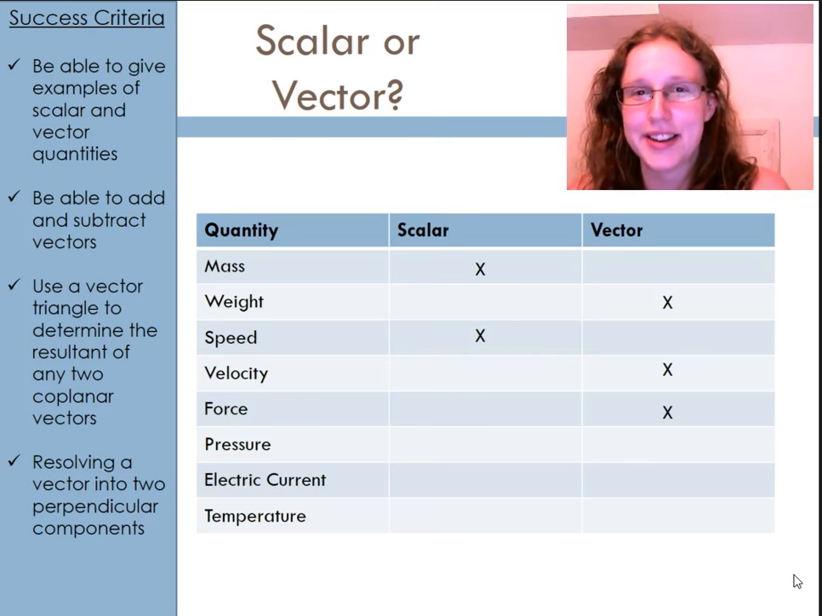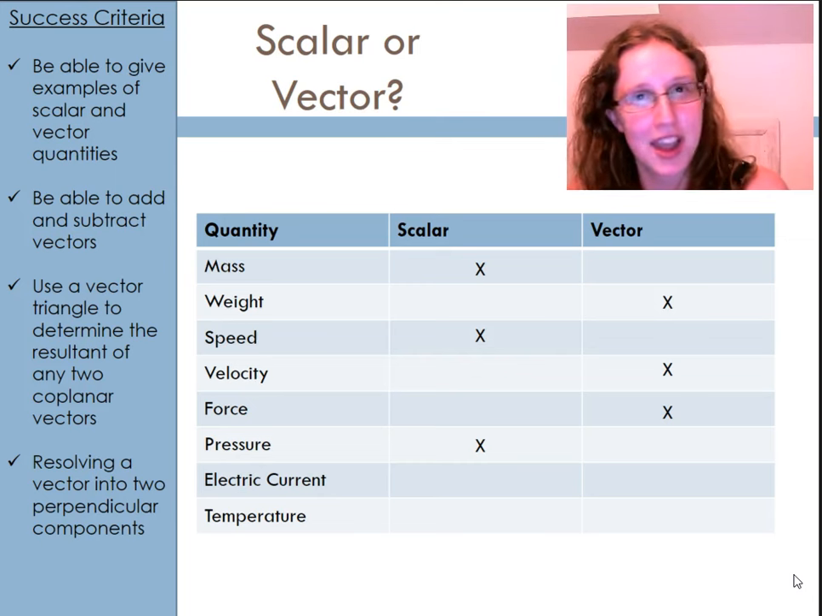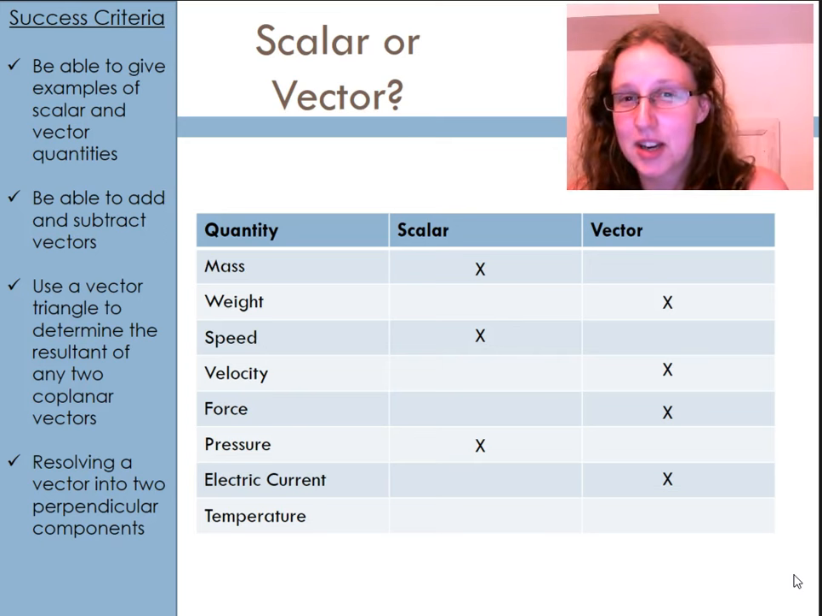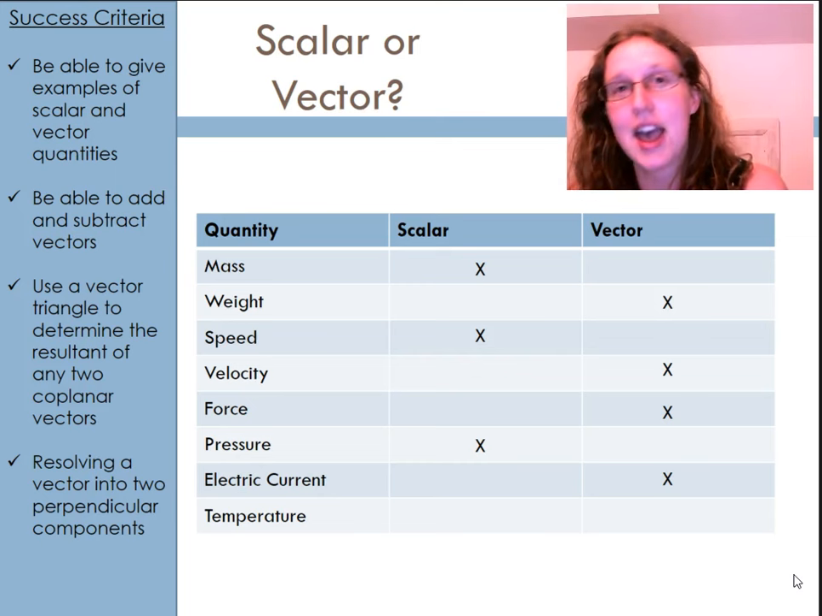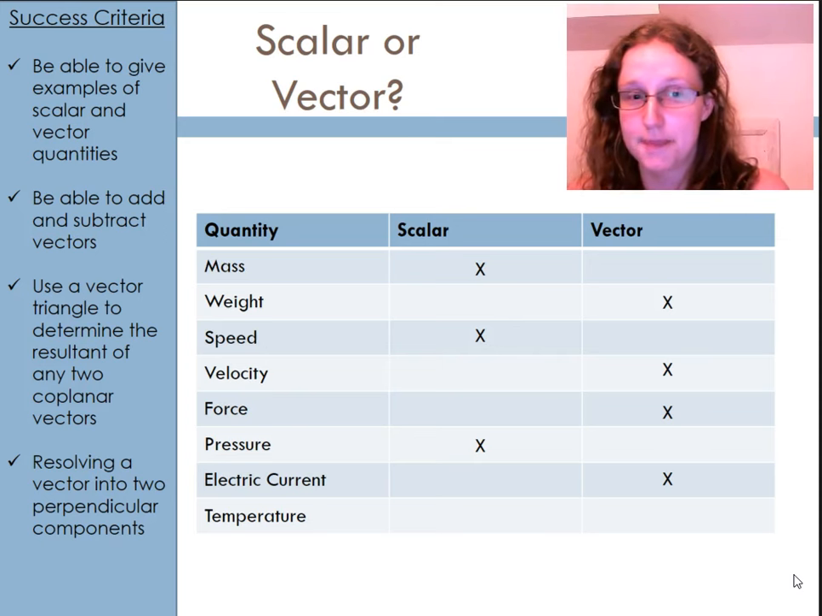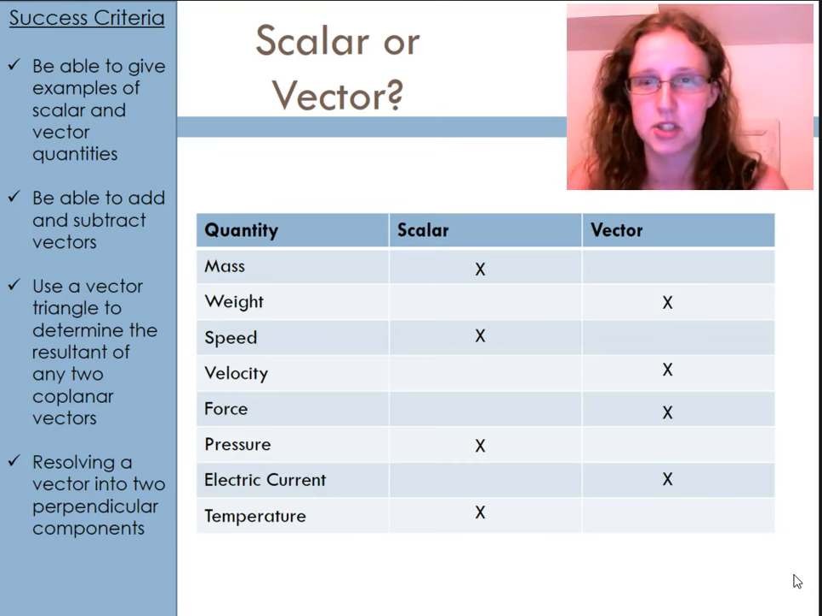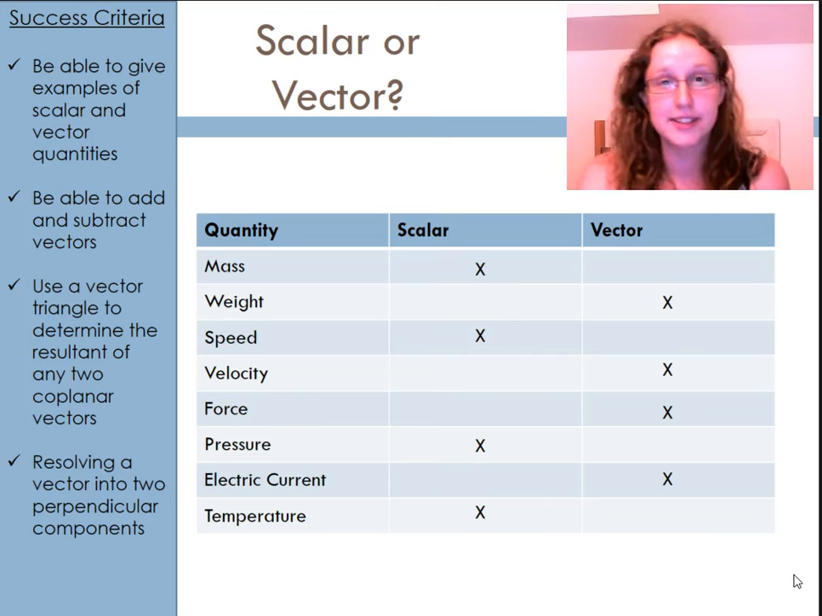Next we've got pressure. Aha, what do you think of this one? Pressure is scalar because it doesn't matter about the direction at all. Next up is electric current. You may or may not know this one, but it is a vector because it has a direction. The current flows one way around the circuit, the other way around the circuit. And it matters because some components only work if the current is going the correct way through them. Next up is temperature. Hopefully we all know temperature is just a scalar quantity. There is no direction of temperature. It's just got a size.